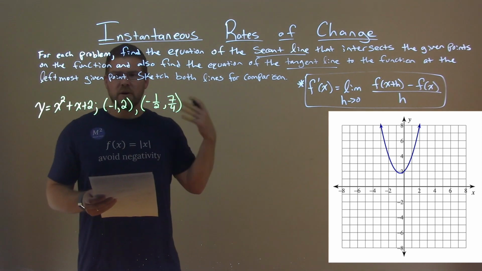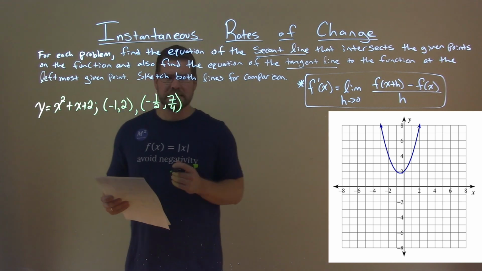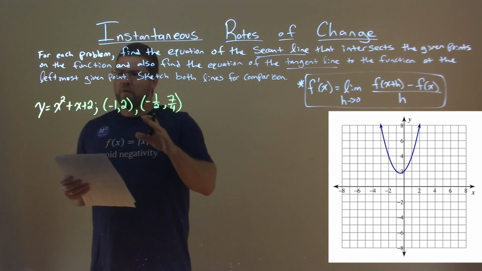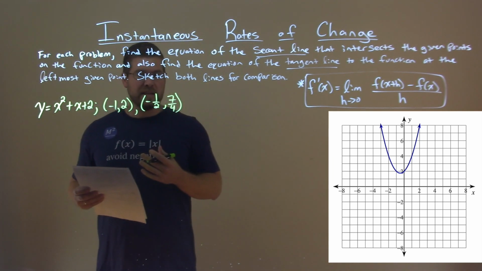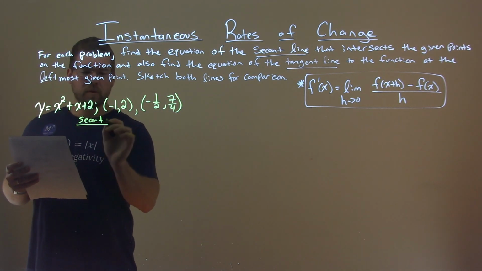Now, we can see the graph for our equation right here. Just briefly, I'll put it away in a second. We want to go with the secant line first. So let's do the secant first. Equation of the secant line.